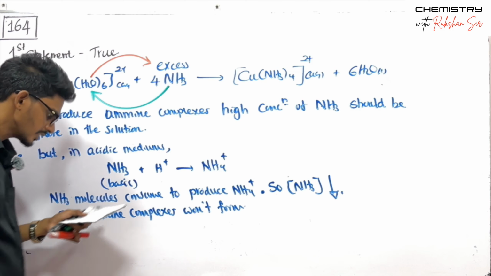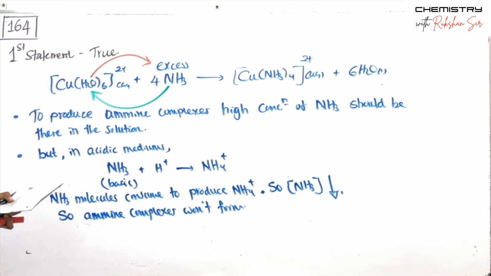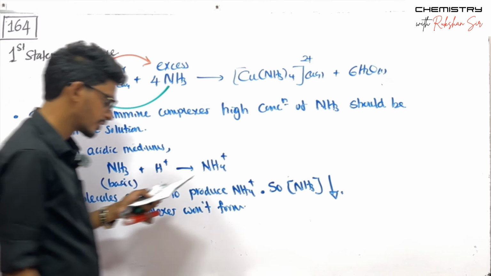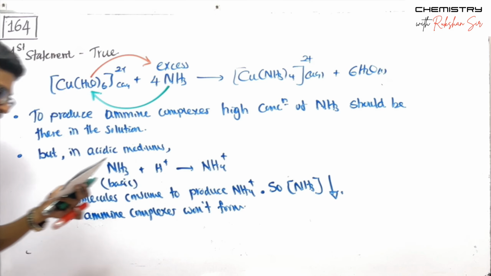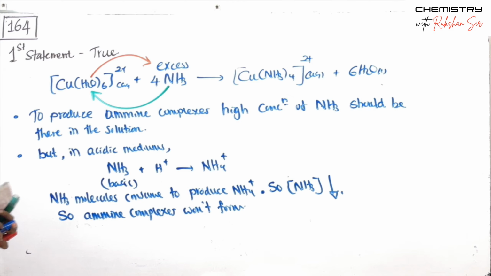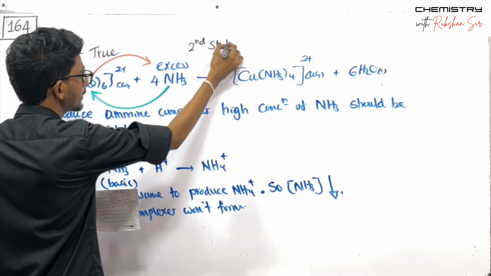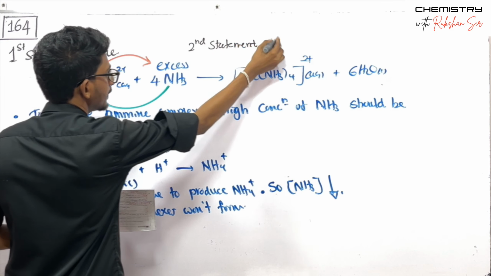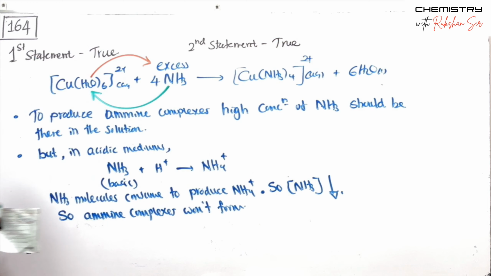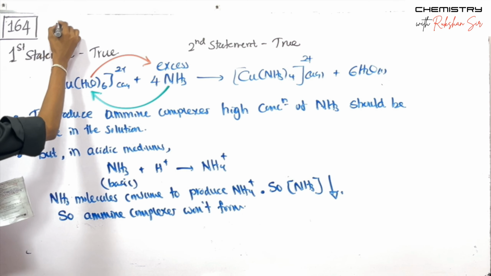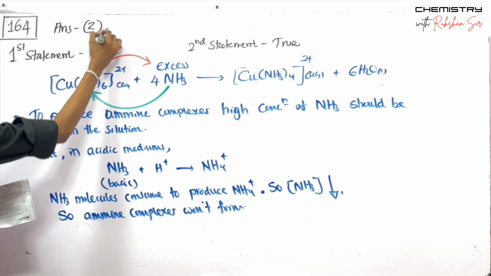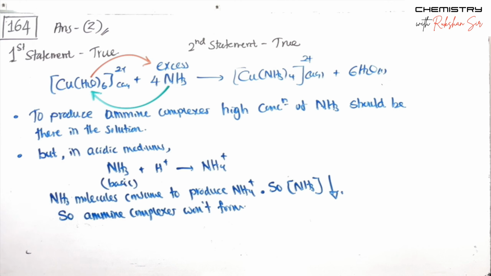That's what happens when the medium is acidified. Okay, so the first statement is true. In the acidic medium, free molecules of NH3 are not available due to formation of NH4 plus ions with H plus. Yes, that is true, and that is the reason. This is the explanation coming up in statement 2. So the second statement is also true, and it explains the reason for the first statement. So the answer is number 2.